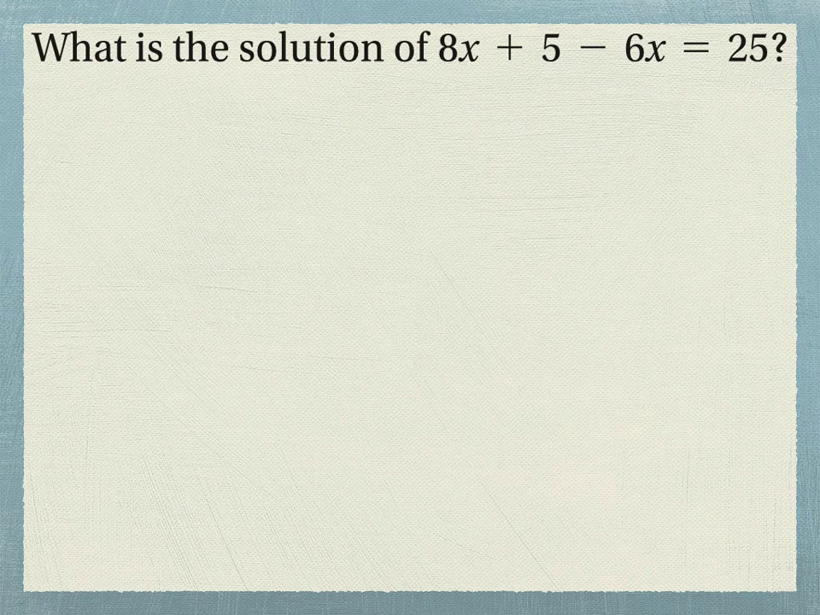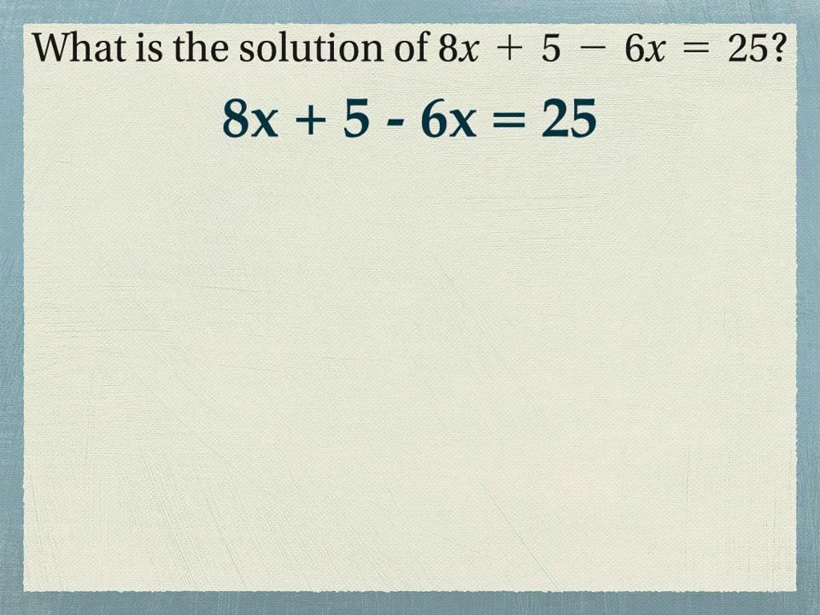The first example of multi-step equations using combining like terms asks us: what is the solution of 8x plus 5 minus 6x equals 25? If you notice, in this problem we do have like terms. We have a positive 8x and we have a negative 6x. It is very important that you keep the sign, the positive or negative, with the term. So in this example we were subtracting 6x, so we're going to be thinking of it as a negative 6x when we combine.